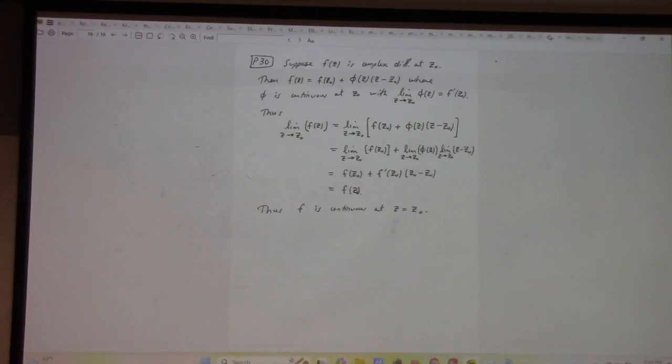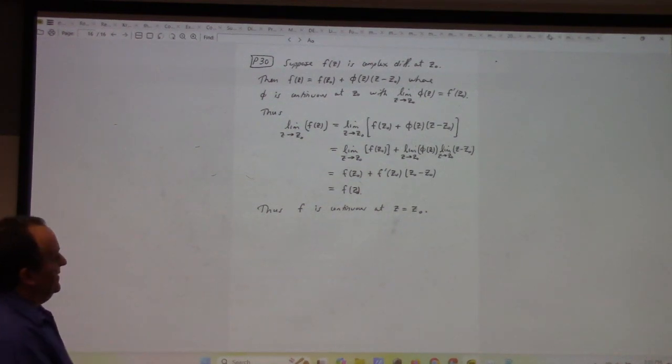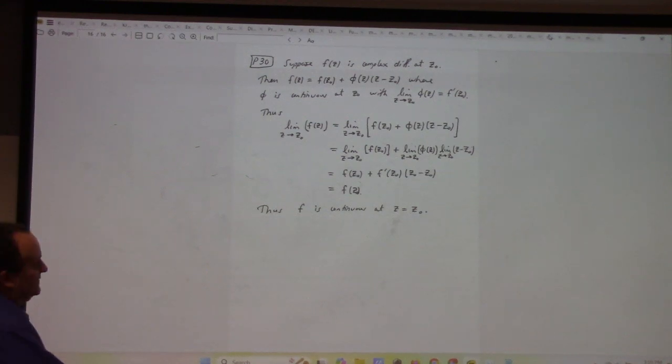Number 30. If f is complex differentiable at z naught, then by the theorem of Carathéodory, f of z equals f of z naught plus the limit quotient function phi of z times z minus z naught, where phi is continuous at z naught with limit the derivative. This is given to us by the Carathéodory criteria for differentiation. So I have all of that by Carathéodory.